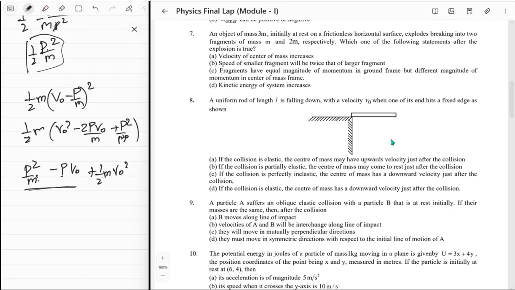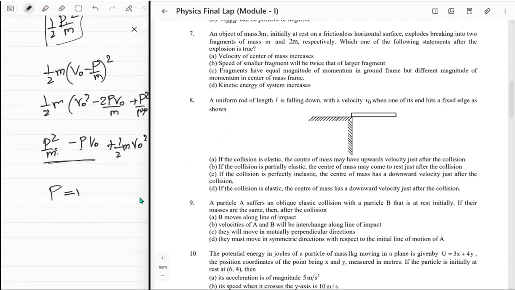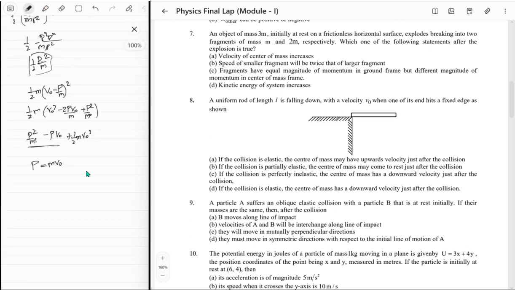This thing is the, you know, what do we call it? This is our change in kinetic energies. That must be zero for elastic collision, which means that p is equal to m v naught, which means the center of mass will stop. No, if the collision is elastic, it should just stop and nothing else, right? The calculation is showing me this, what else is there?